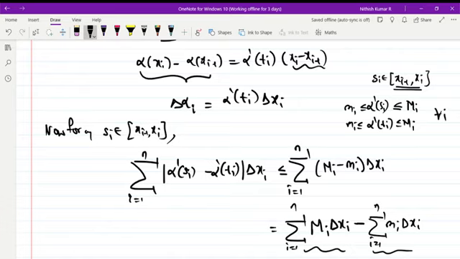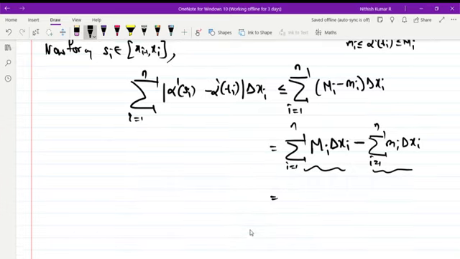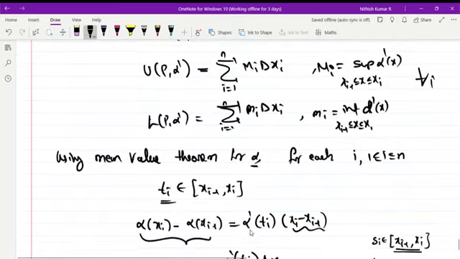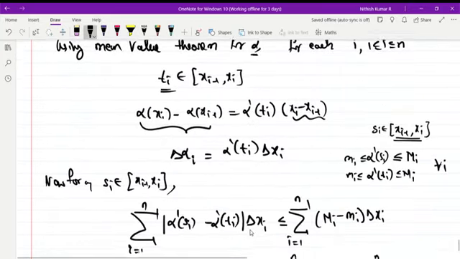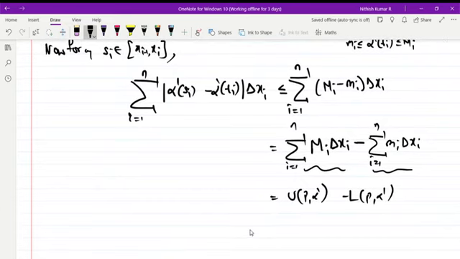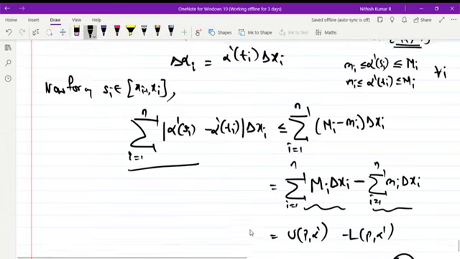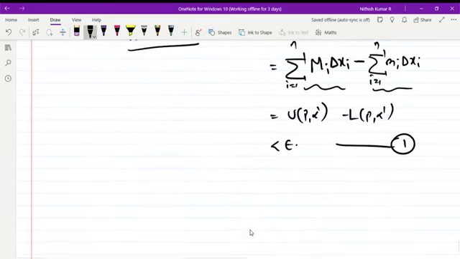Which is nothing but U(P, alpha dash) minus L(P, alpha dash). By the Riemann criterion we have this is less than epsilon, therefore this is less than epsilon. So we got this is less than epsilon, so let's take it as 1.